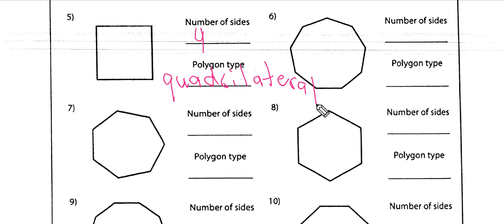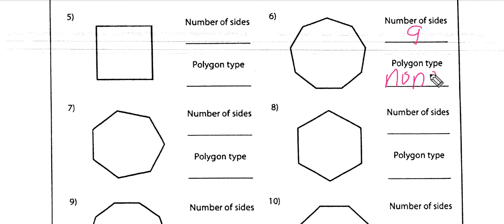Okay, and then number 6. 1, 2, 3, 4, 5, 6, 7, 8, 9. It's a nonagon. And then how do I know? Well, like this. So right, it has 9 sides, and it's called a nonagon. All right, and then number 7.